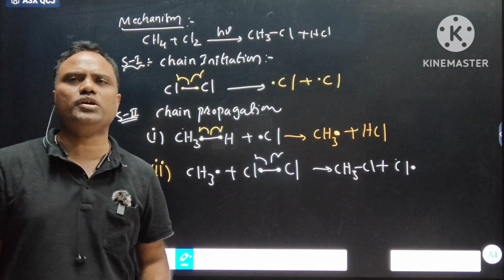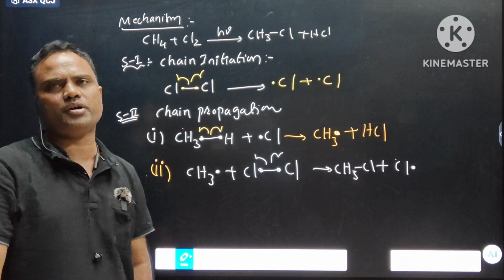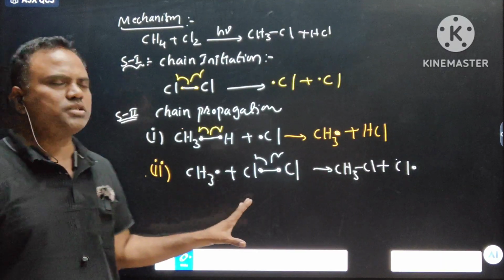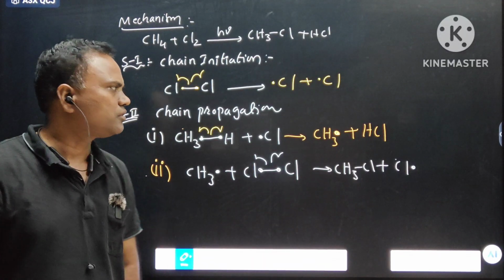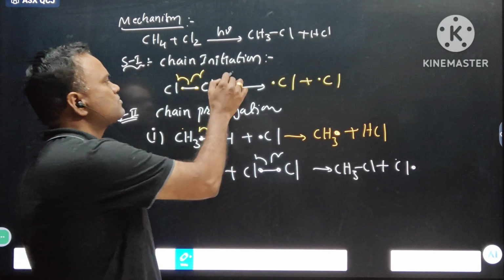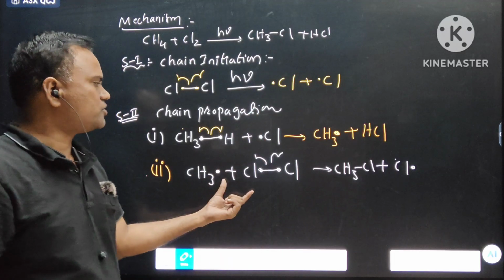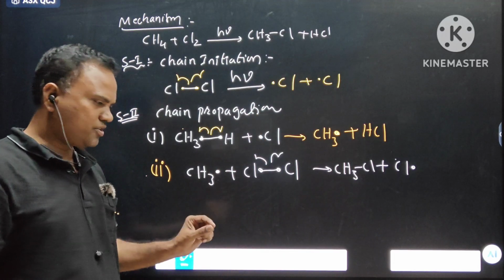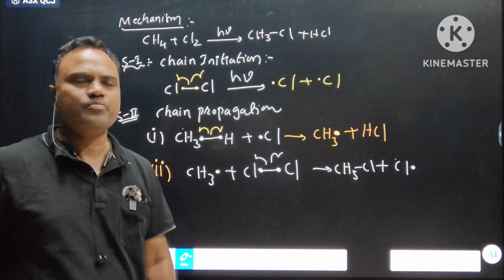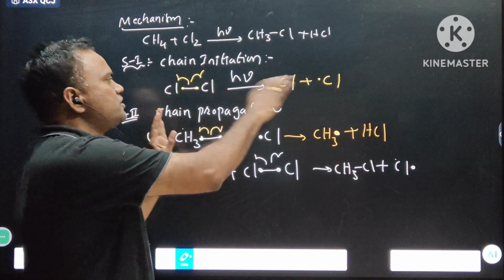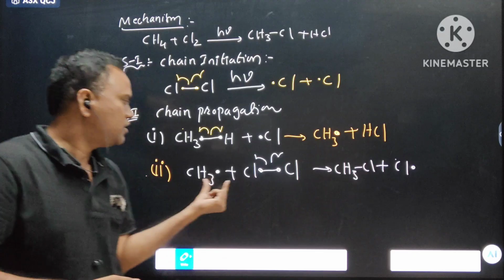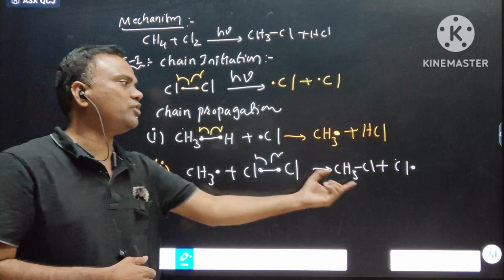How will you get it? Which of the following is not the propagation step? Which of the following is the propagation step? Like that, questions you will get. Clear? This is practicing only. In propagation 2, the halogen radical will generate the chlorine radical. You will get the chlorine radical in the initiation step only. Clear? Later, what is the source of chlorine radical? This alkyl radical will produce the chlorine radical.